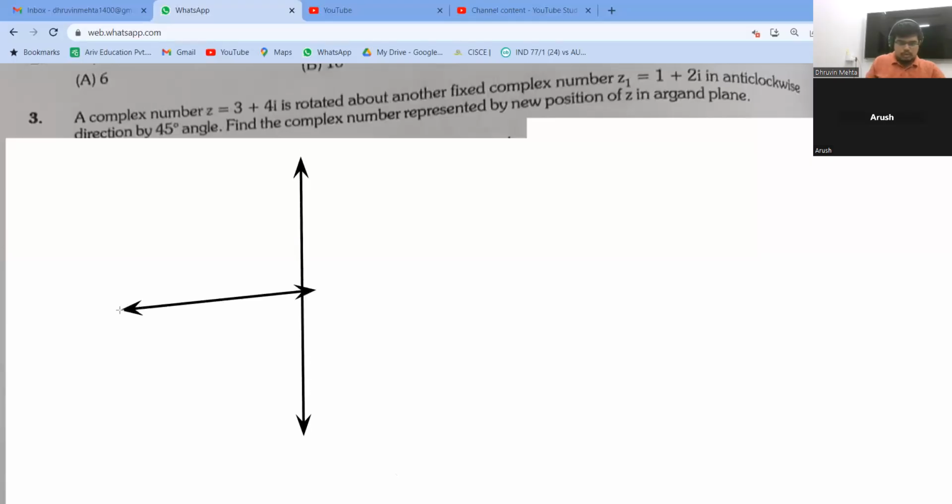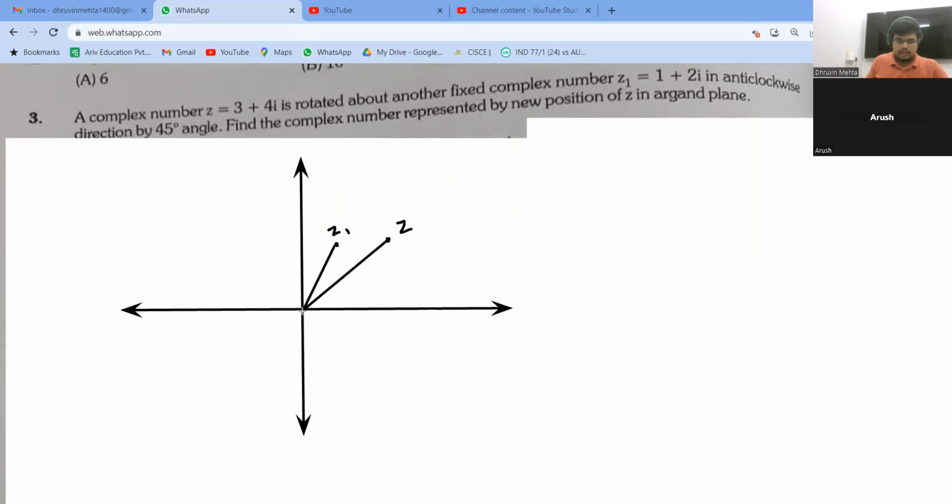So Arush, we have this complex number z which is 3 plus 4i, which is rotated about another complex number z1. So this time the rotation is not about origin. We have a complex number z which is rotated about z1 by an angle of 45 degrees. So if this is z, this is z1, we have rotated it by 45 degrees.